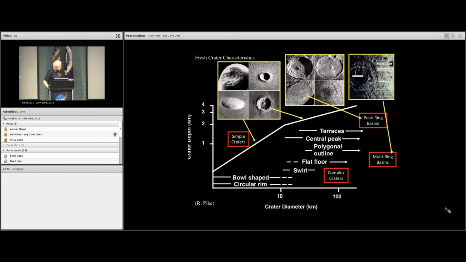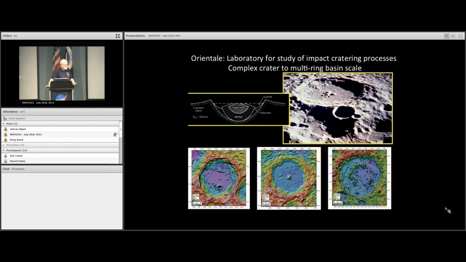So this gives us an opportunity to study basin rings, to study basin deposits, pristine basin deposits, and we can learn a lot. So one of the major objectives is to understand the transition, indeed, from simple craters to complex craters to peak ring and multi-ring basins. And Orientale provides us this opportunity, really the baseline to look at this transition.